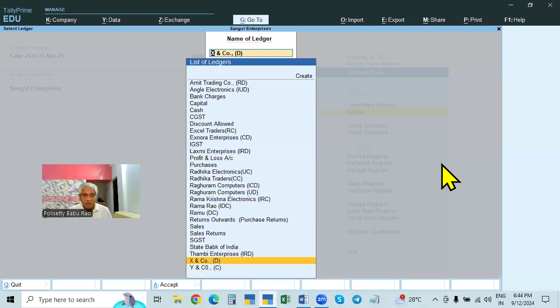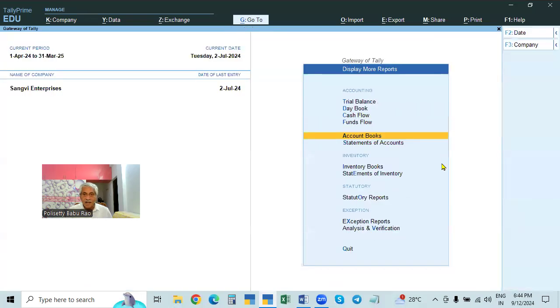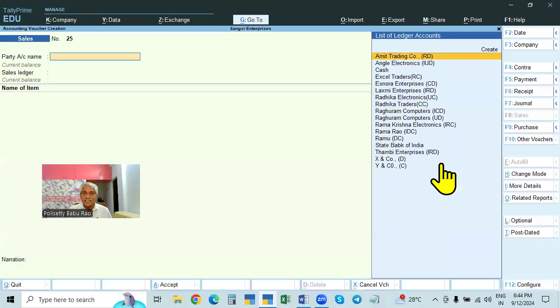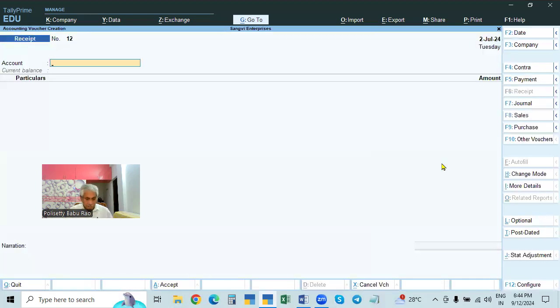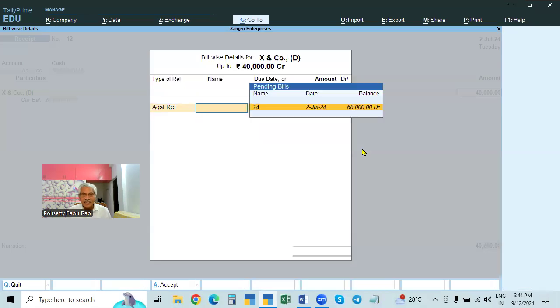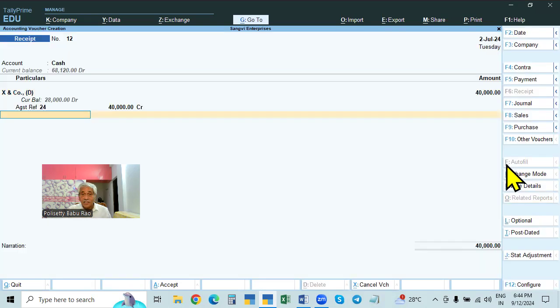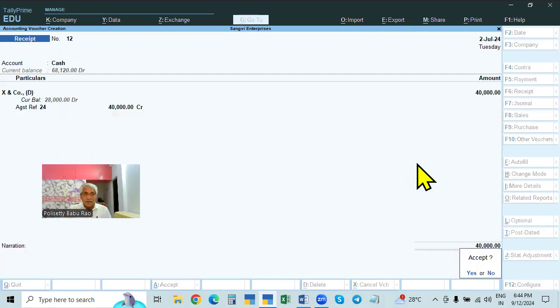For example, again, after selling the goods, he sent the amount to us. So we are receiving the money. So this time we received cash from X and Co. See, balance is 68,000. For example, he is paying only 40,000 rupees. So against reference, 68 is the balance. So net amount will be the balance. New reference 24, invoice number, 2nd July. So 40,000. So then balance will be 28,000. Okay, 68 minus 40.